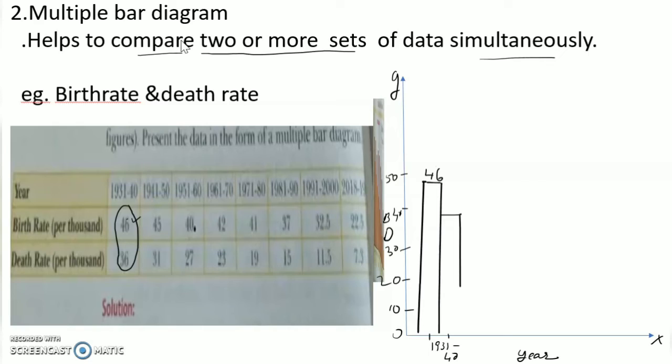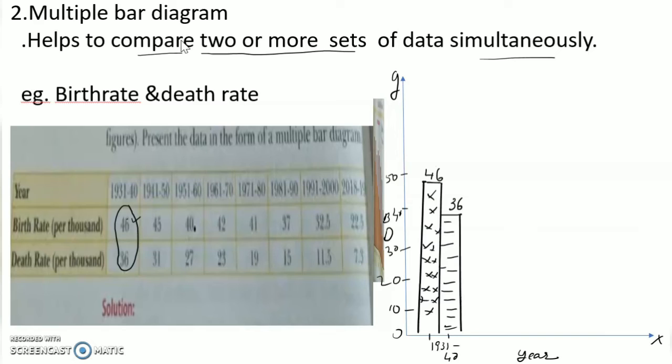36, we have to draw like this. This is one set of data, and we have to give different symbols for these two bars. We have to give different signs. This cross sign I am giving, and if you select one sign, you have to give the same sign for all the birth rates. This cross sign for all birth rates and this dash sign for all death rates. Then only we can compare the data.